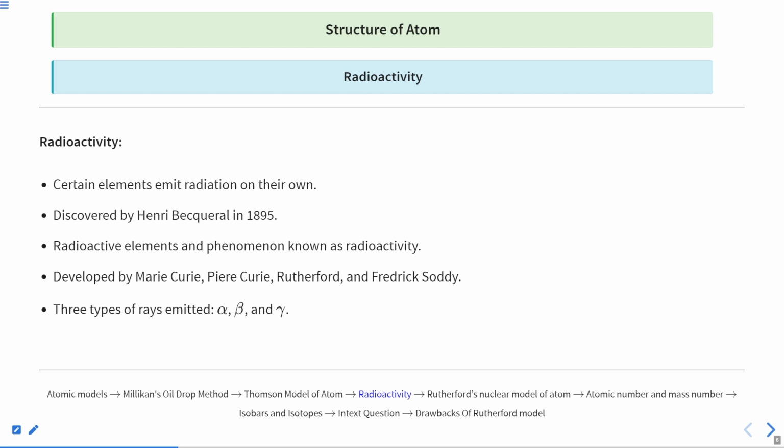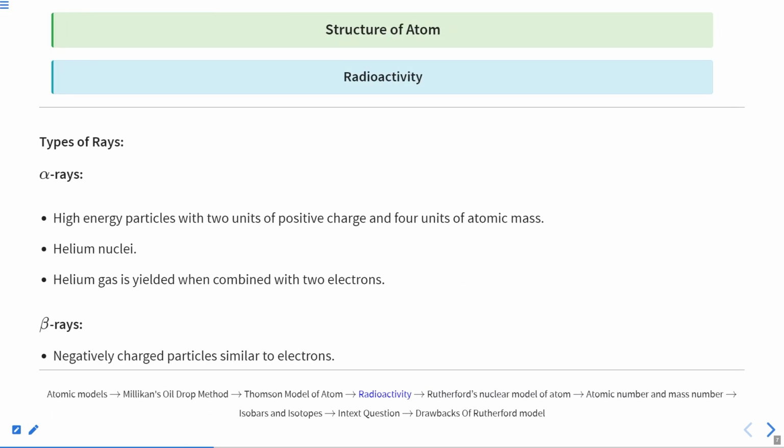Now coming back to the rays that are emitted. It can be a neutron, an alpha particle, a beta particle, or gamma rays. Now you will use this alpha particle, and that is the reason I am getting into it. So what is an alpha particle first of all? If you consider an alpha particle, it is simply a high energy particle with 2 units of positive charge and 4 units of mass. That is your helium nucleus, because helium has an atomic mass of 4.